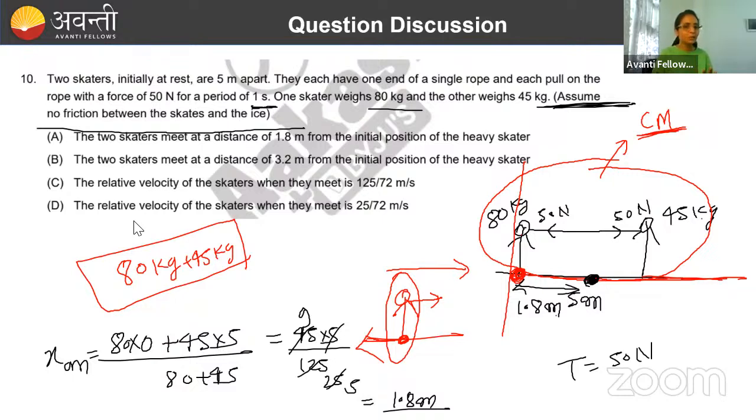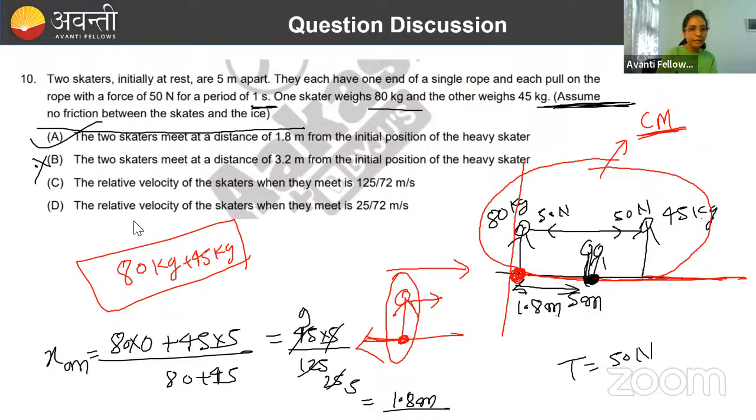Now since no external force is acting, center of mass यही रहेगा. So if they are meeting means they are at the same point, means जहां वो मिल रहे हैं वहां पे ही center of mass होना चाहिए, है ना. So they will meet 1.8 meter from the heavy skater. ठीक है, क्योंकि wherever they are meeting, they are concentrated at that point, and that point can only be the center of mass because their center of mass is not moving. That is at the same location. So 1.8 meter, right? So first option is correct.